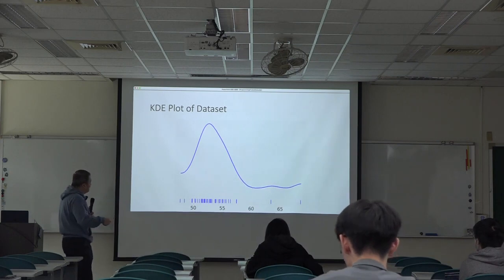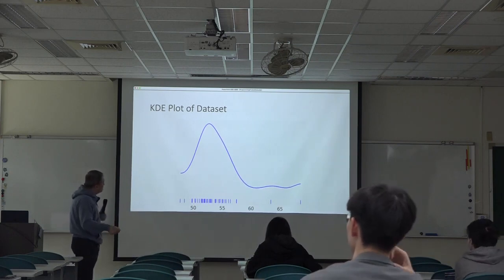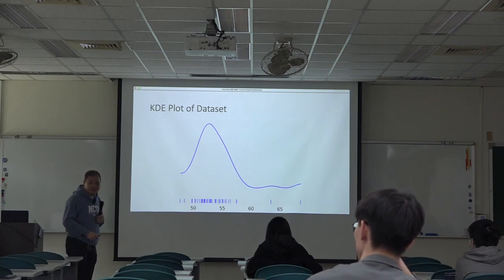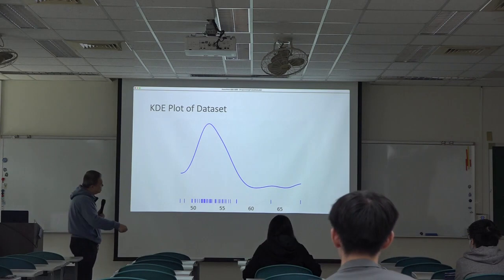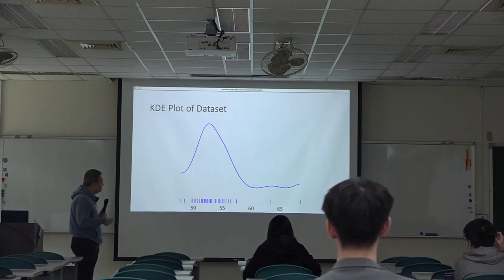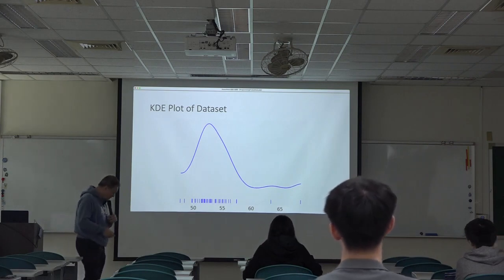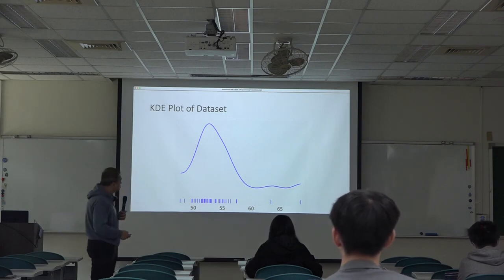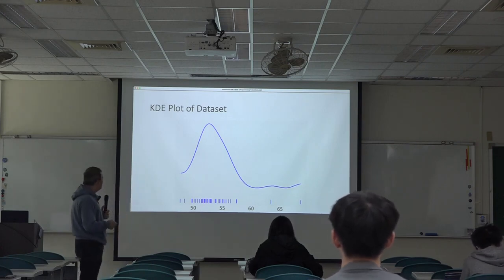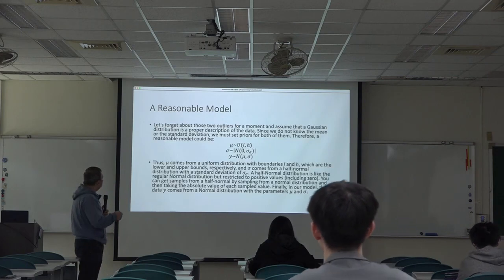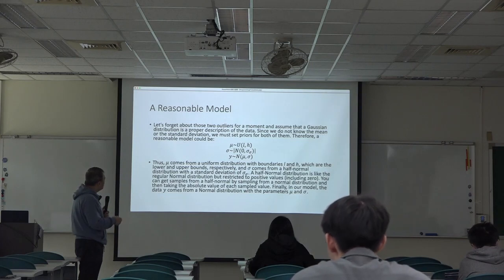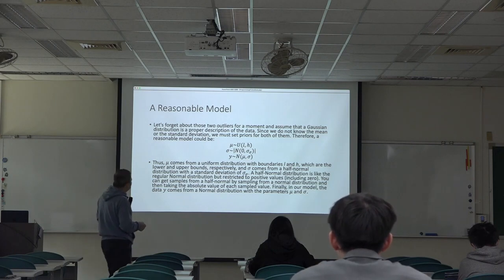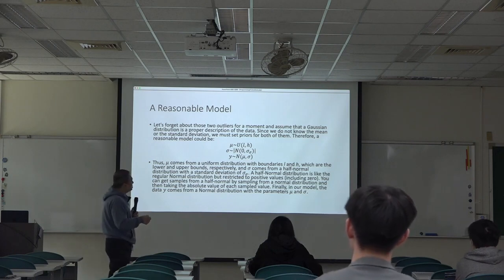So this shape looks Gaussian enough. I mean, it looks like a bell shape. Of course, we have some outliers, two outliers out there, but it's not too far away from Gaussian. So we can model this. Let's forget about the two outliers for a moment, and we assume the Gaussian distribution is a proper description of the data.